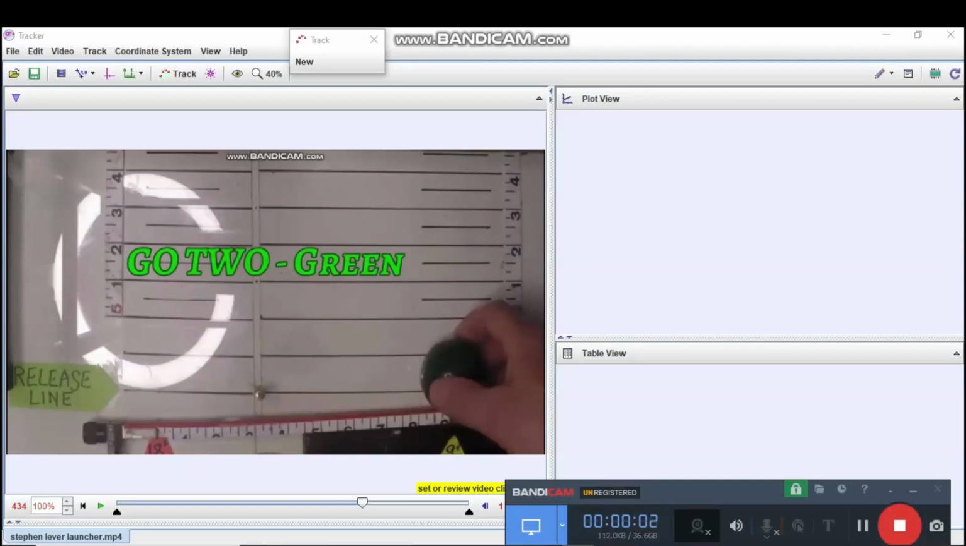Okay, hello everybody. Today I am actually going to analyze Stephen's lever launcher experiments. It's been a few years, but I'm going to do it. I know he also analyzed it himself, but I'm going to analyze it with a software tracker, and I'm interested how it would analyze all the trials.